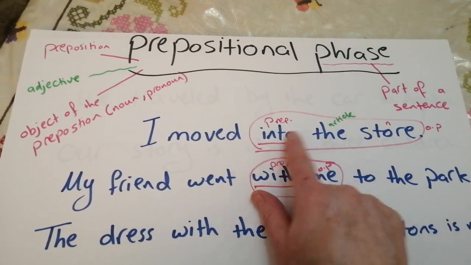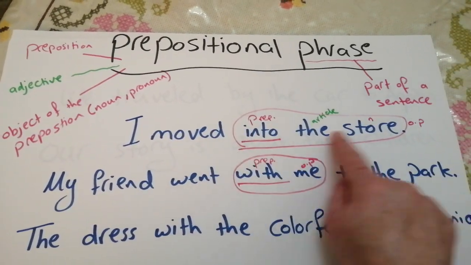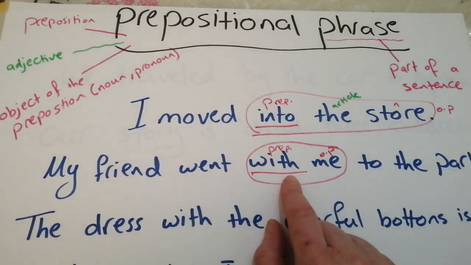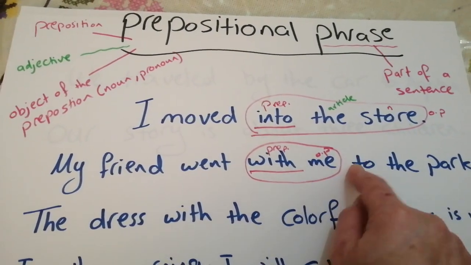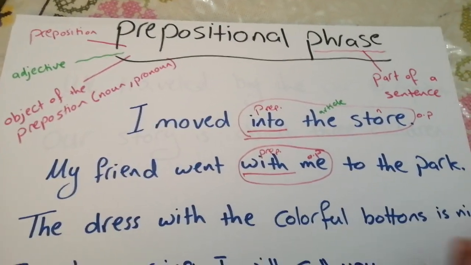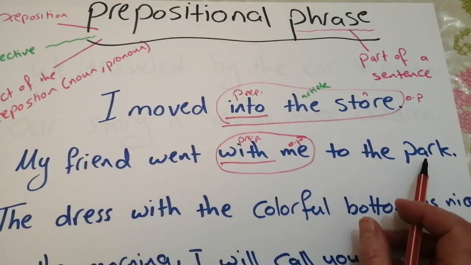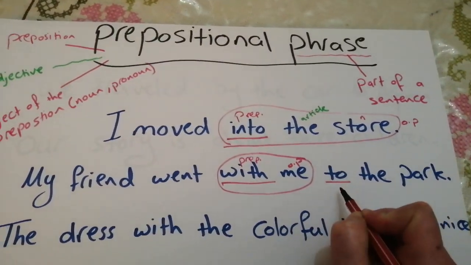You see here the prepositional phrase comes at the end of the sentence. Here the prepositional phrase comes in the middle of the sentence. And by the way, in this sentence, I have another prepositional phrase. My friend went with me to the park. To is another preposition.